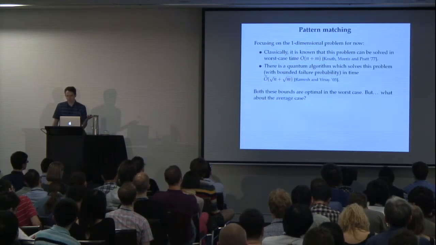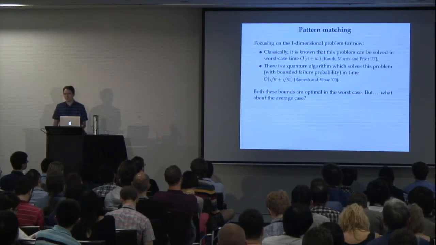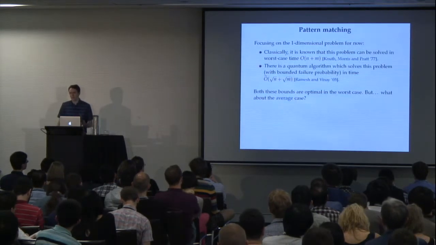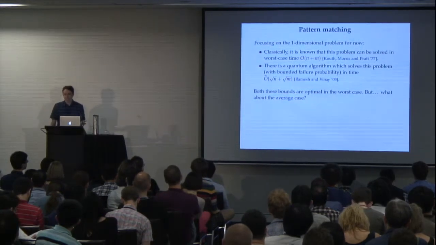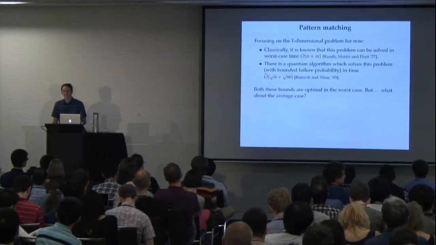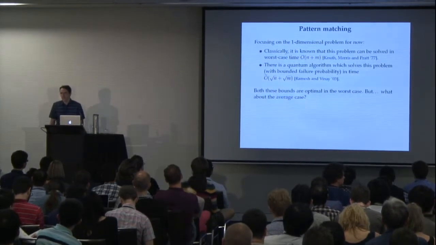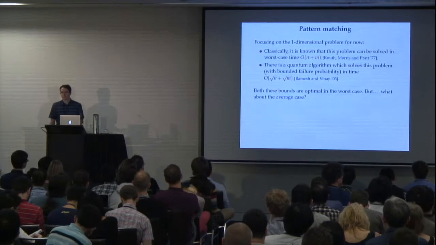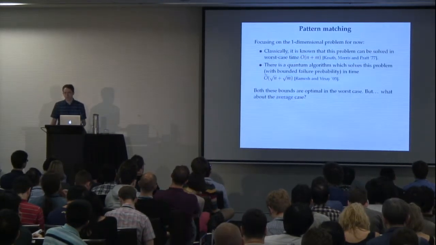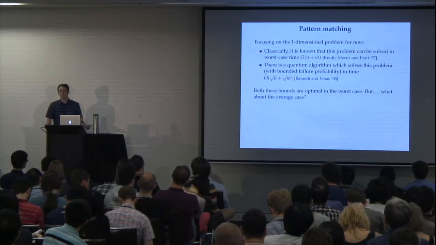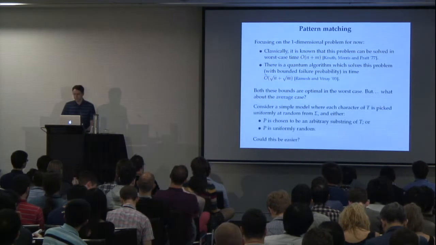So we have good algorithms which match the worst case lower bounds, but in practice the inputs that we often receive for problems like this are not actually worst case inputs. They're some kind of average case inputs. And it's interesting to think, what can we say about the average case for this problem? Could it be that we can solve this problem more efficiently for most inputs, for random inputs, say?